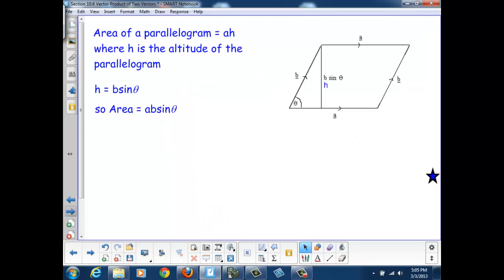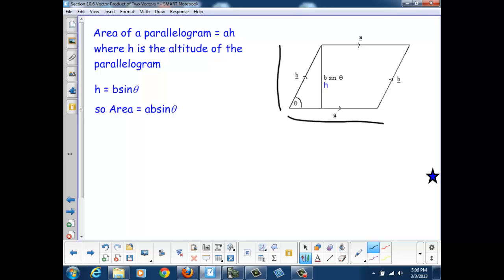Let's look at another piece of information we can get from the cross product. If we look at a parallelogram with a base of a and a height of h, the area of that parallelogram is simply a times h.